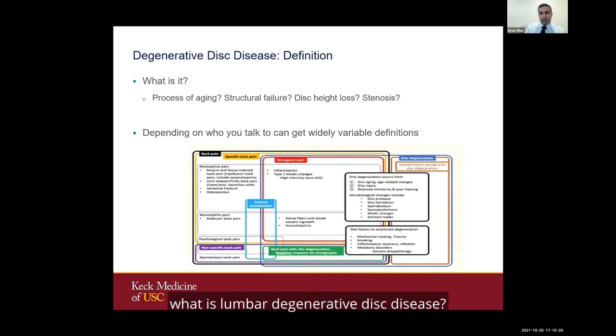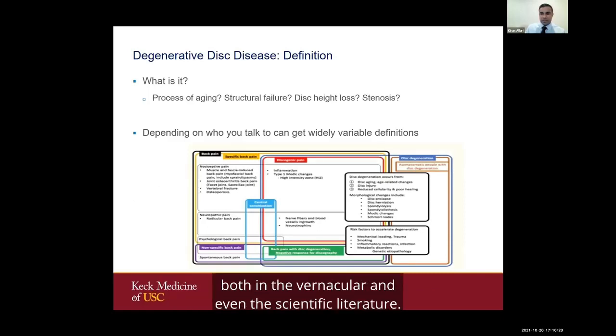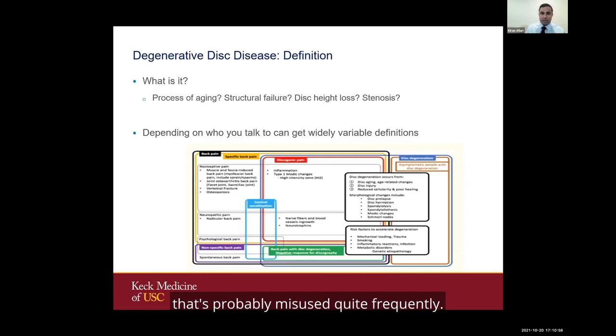So in terms of background, what is lumbar degenerative disc disease? It's really important for us to define it because it's a commonly misused term, both in the vernacular and even the scientific literature. There's in fact an entire paper trying to investigate what is lumbar degenerative disc disease in terms of the definition, and it's really poorly defined. And there's significant variability in both colloquial speak and the scientific literature, and there really is no consistent definition. It probably exists somewhere within this schematic between back pain, discogenic pain, disc degeneration, and central sensitization. But as I said, really it's a very vague term that's probably misused quite frequently.